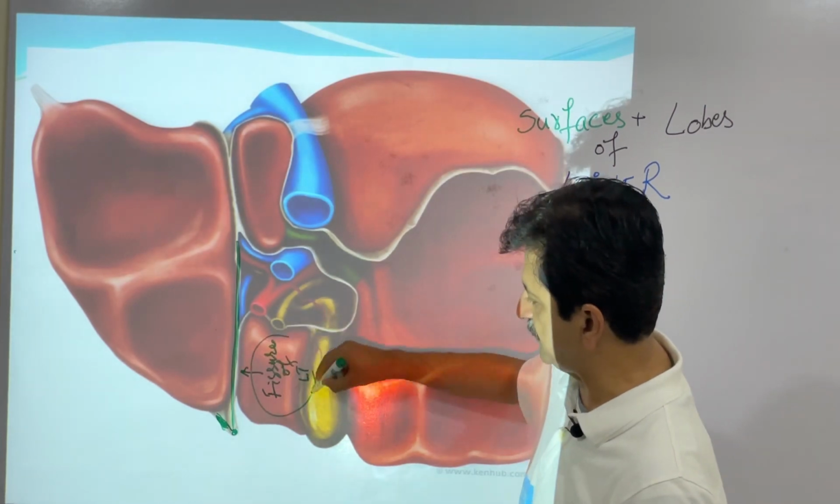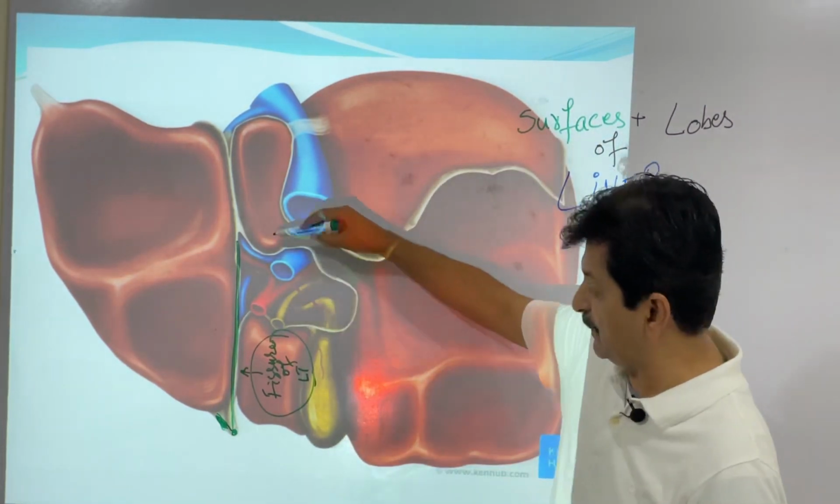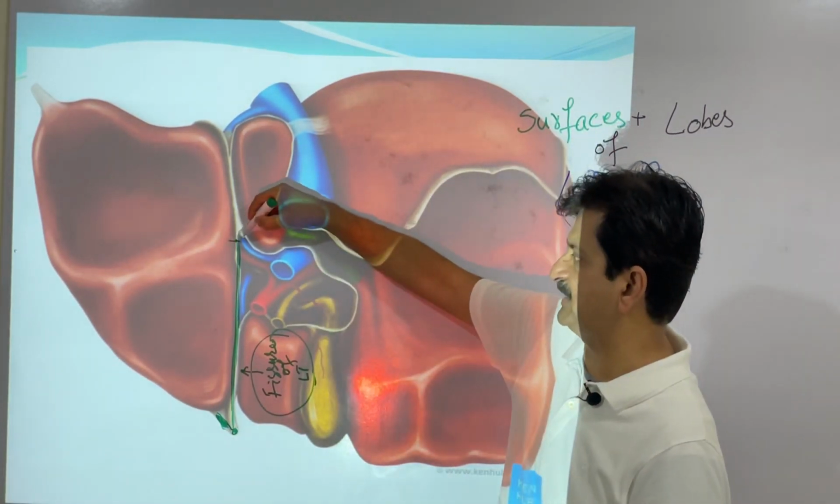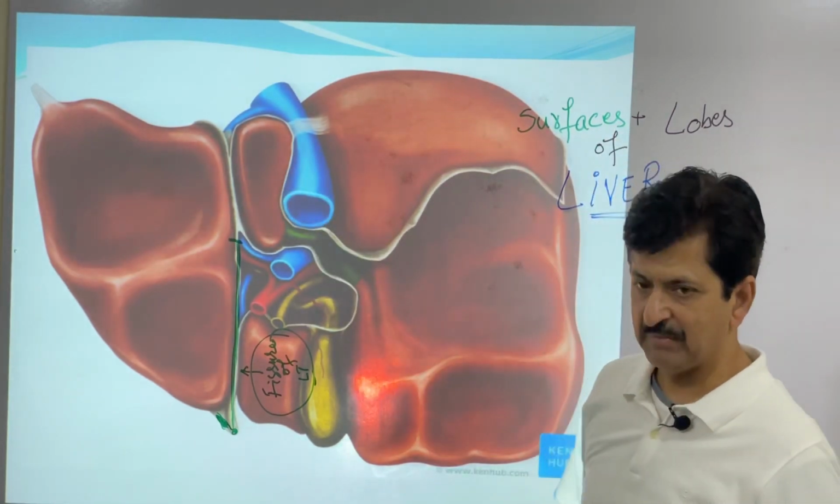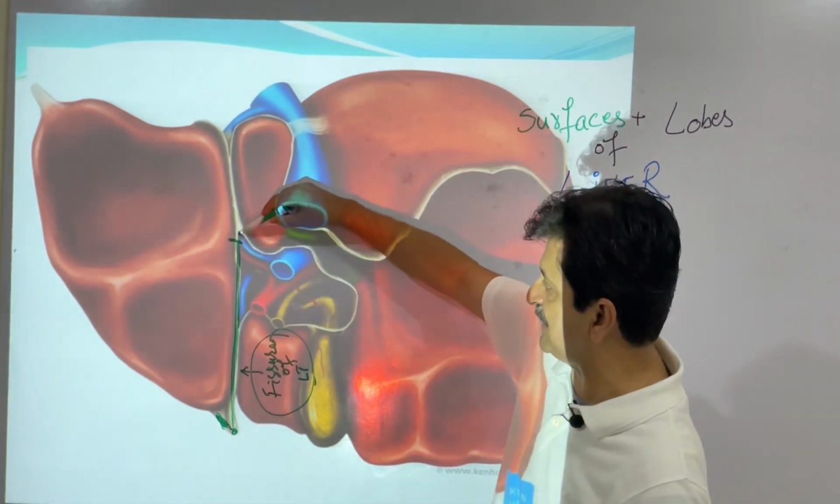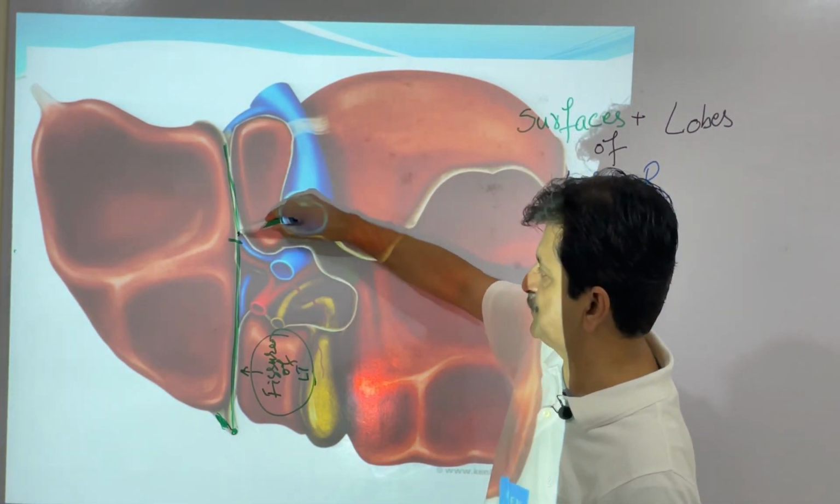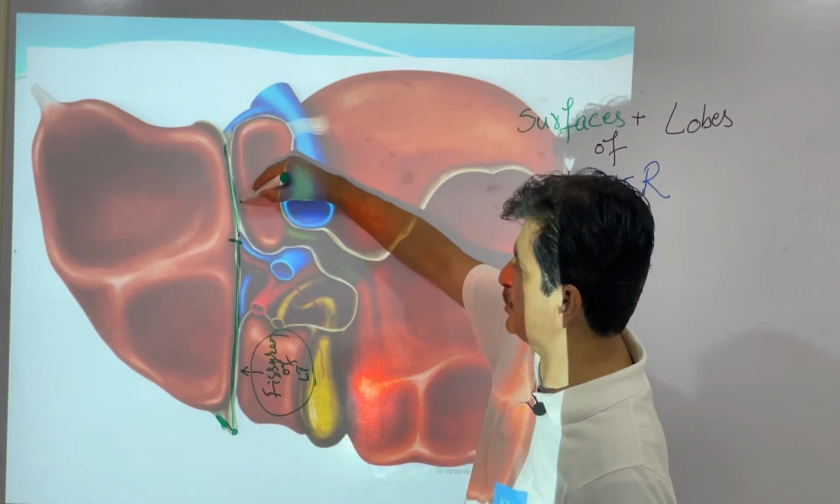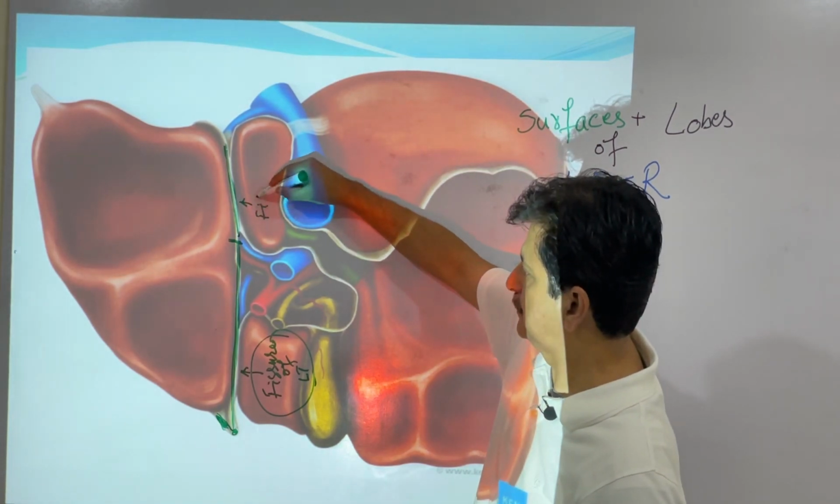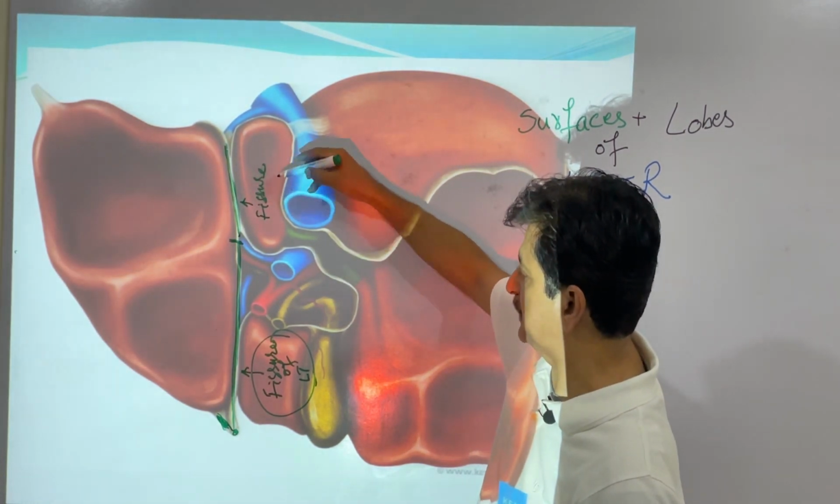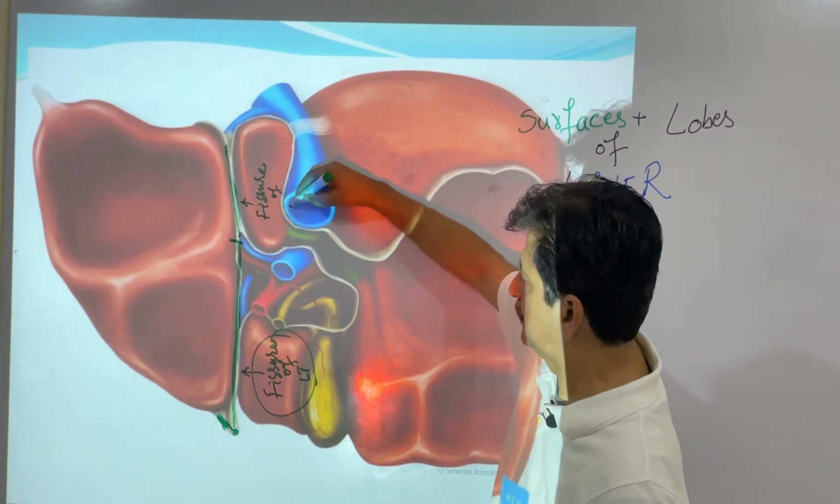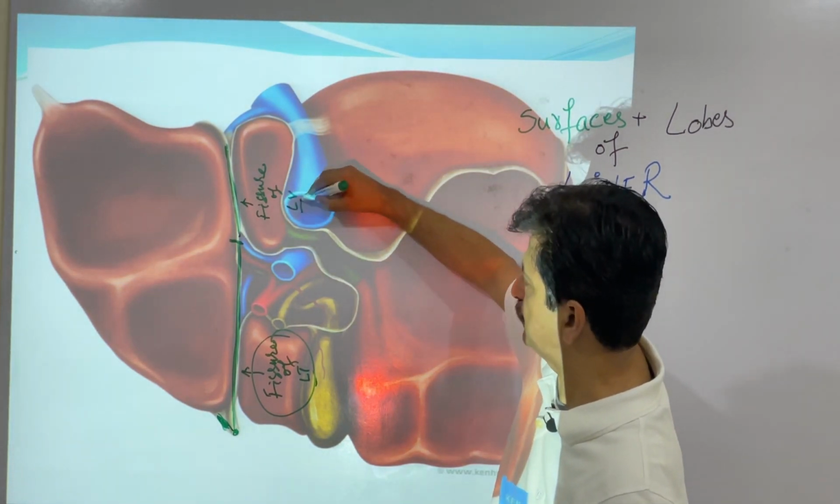This ligamentum teres you see there, but this is almost on the visceral surface, almost up to the half of it. Just above the half there is another ligament actually, and there is another fissure also. This fissure is called the fissure for ligamentum venosum. I will tell you what is ligamentum venosum. This is ligamentum venosum.